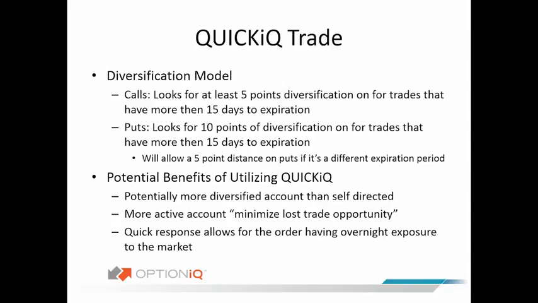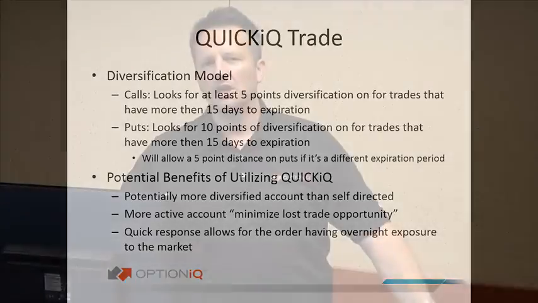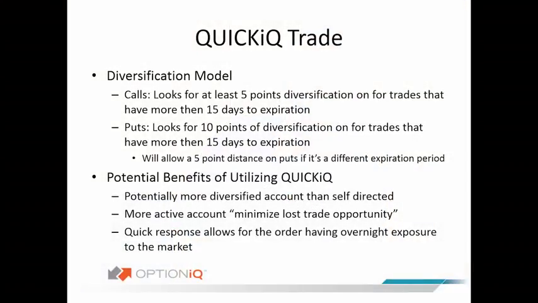You're never going to set the same trade twice within the same month or same period of time. We don't want you putting all your money at one price in the market. We want you to spread out your trade over different strike prices to create diversification. So, the Quick IQ trade is always going to make sure that on the call side of the trade, we're never selling the same call twice. It's always going to look for at least 5 points difference or diversification for trades that have more than 15 days to expiration. Now, it looks like there's a little typo on my slide.